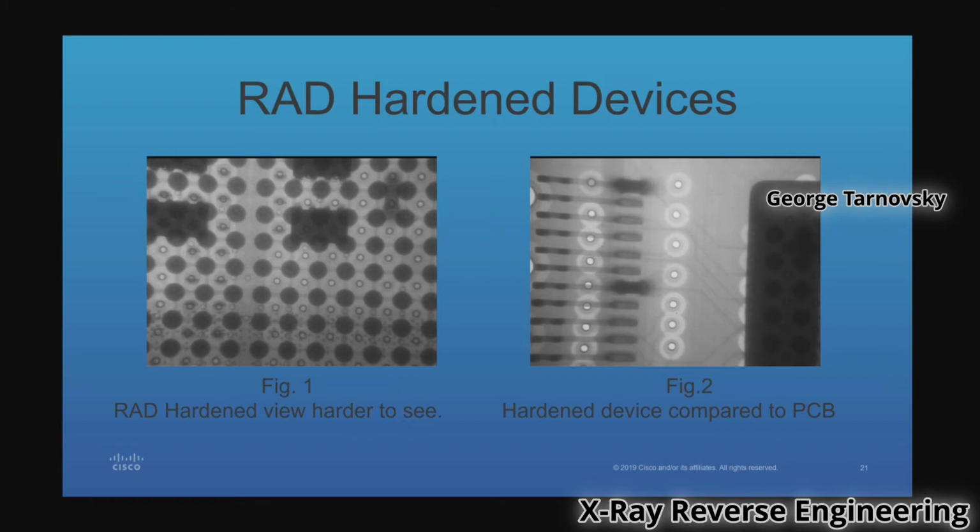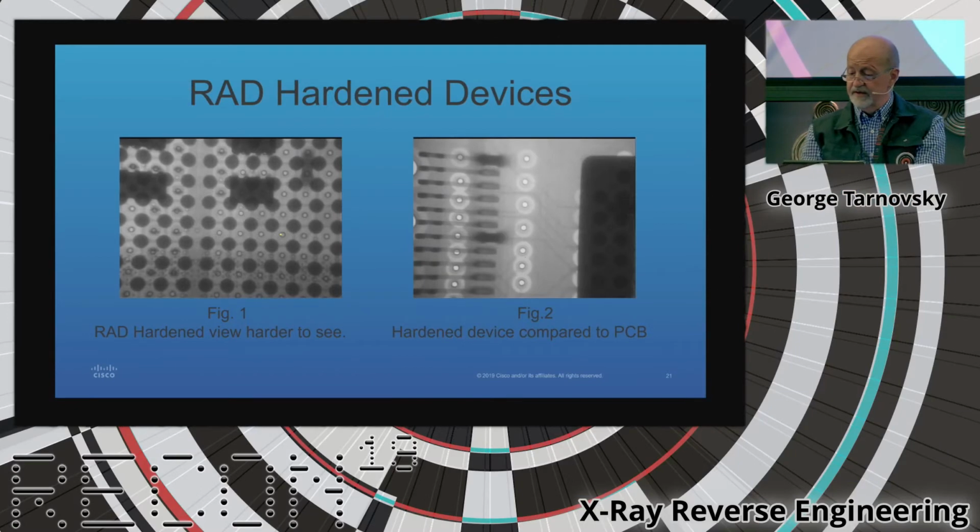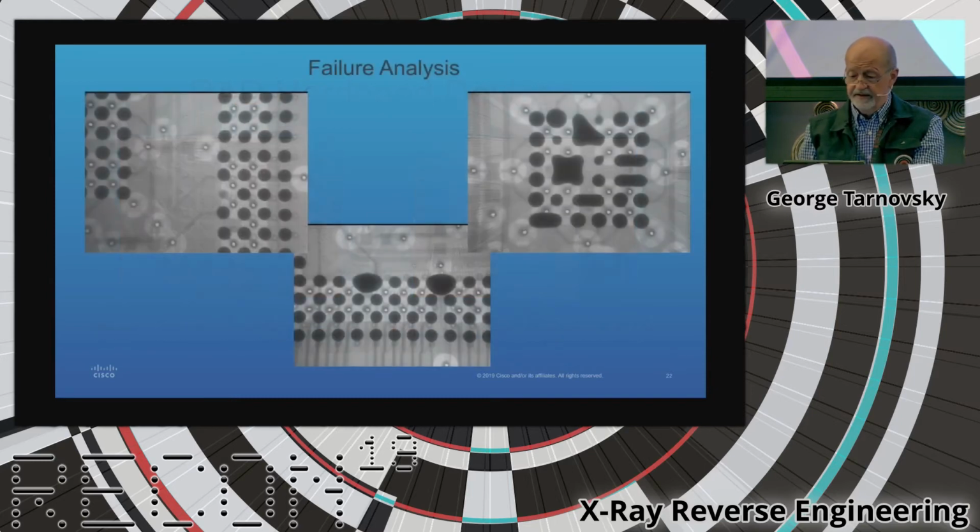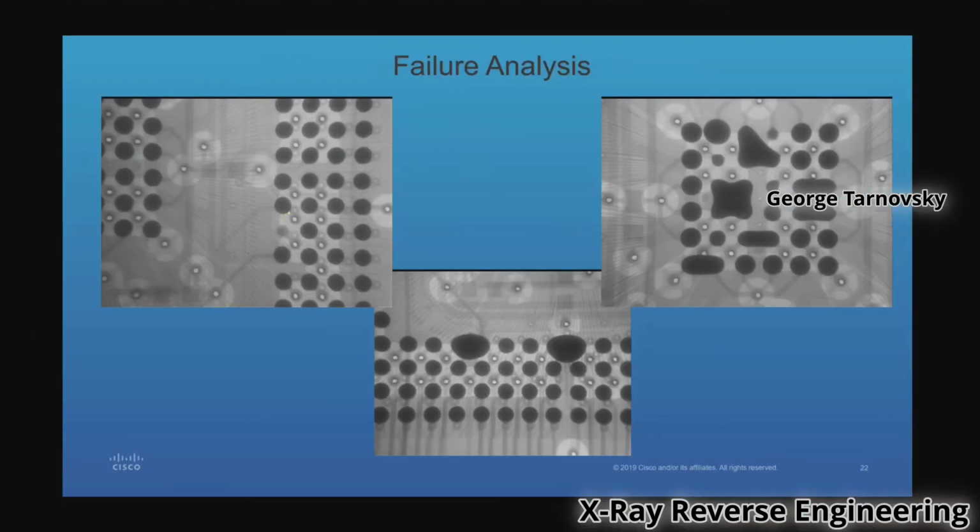You can see the picture. You can clearly see through it. On the right, it gives you an idea of what the device looks like compared to the PC board that it's mounted on. So this is the rad-hardened device here. And it's very difficult even to see that without zooming into it because of the contrast variation. Okay, so failure analysis. That's another reason to have an X-ray machine, right? So in this particular picture to the left, it's missing a sphere. So that had to be removed, reballed, replaced.